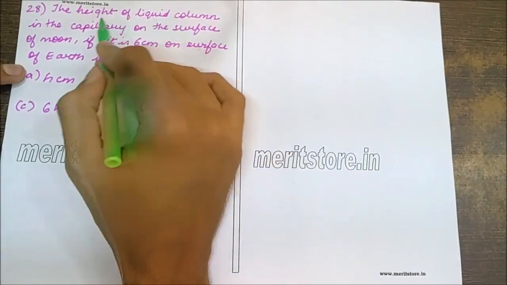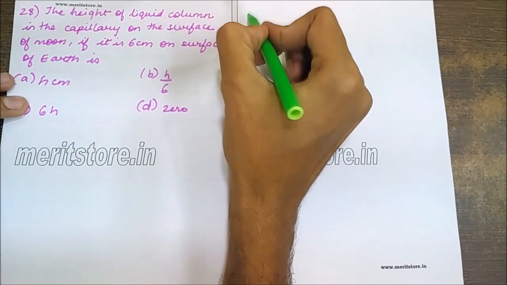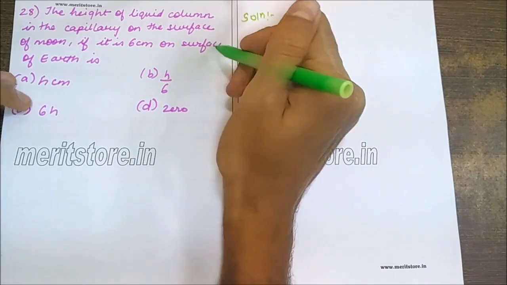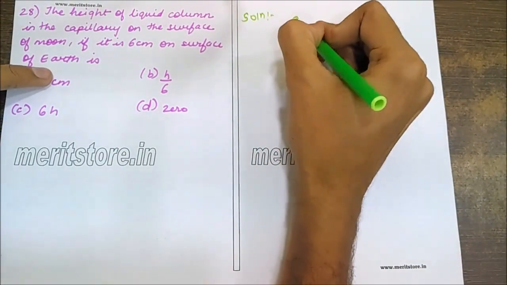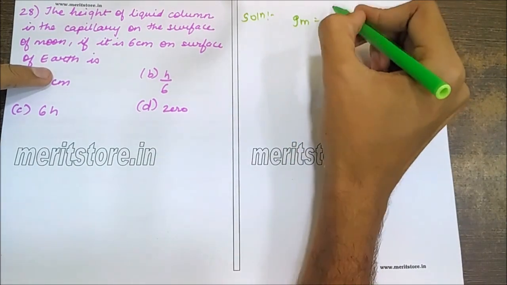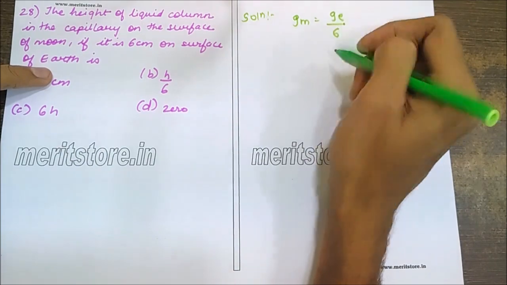The height of the liquid column in the capillary on the surface of the moon, if it is 6 centimeter on the surface of the earth. Okay, so if it is 6 centimeter on the surface of the earth, what will be the height on the surface of the moon? So acceleration due to gravity on the moon is 1 upon 6 times that of earth.